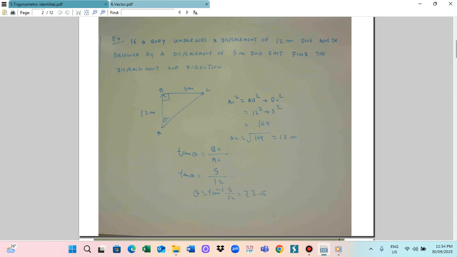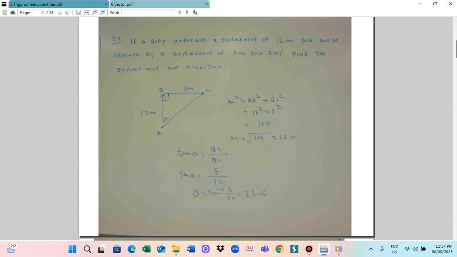This means that a body undergoes a displacement of 12 meter due north. So this is the one body moving due north, this is for the 12 meter. And it is followed by a displacement of 5 meter due east. This is the north direction, this is the east direction. So we have to find the displacement from point A to point B and point C. So we need to find AC.